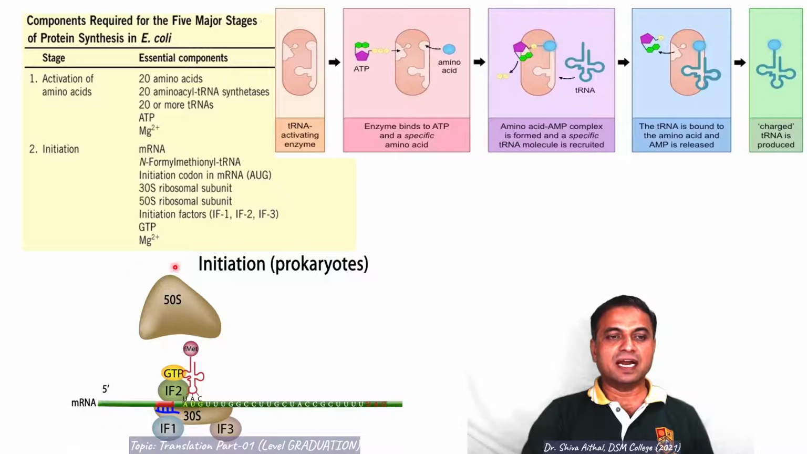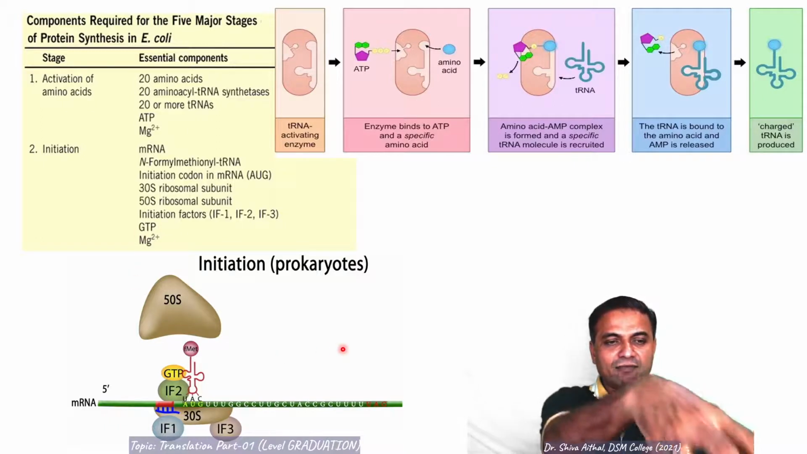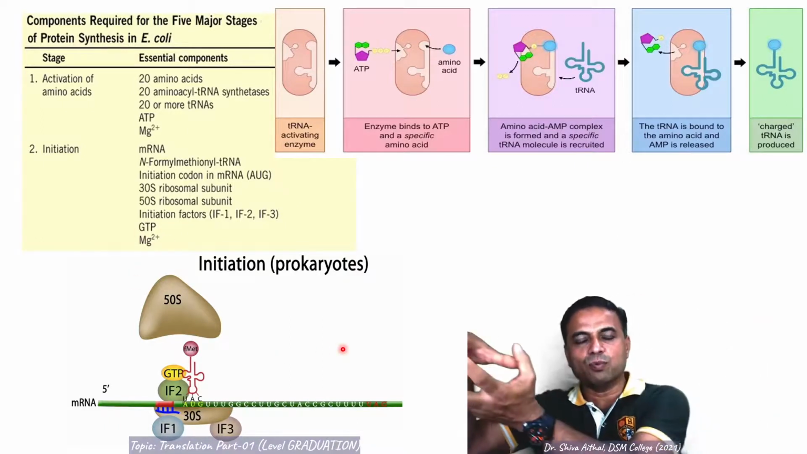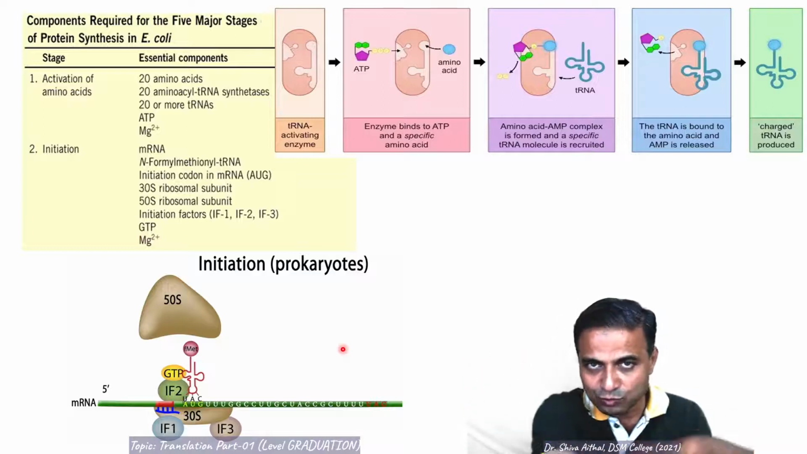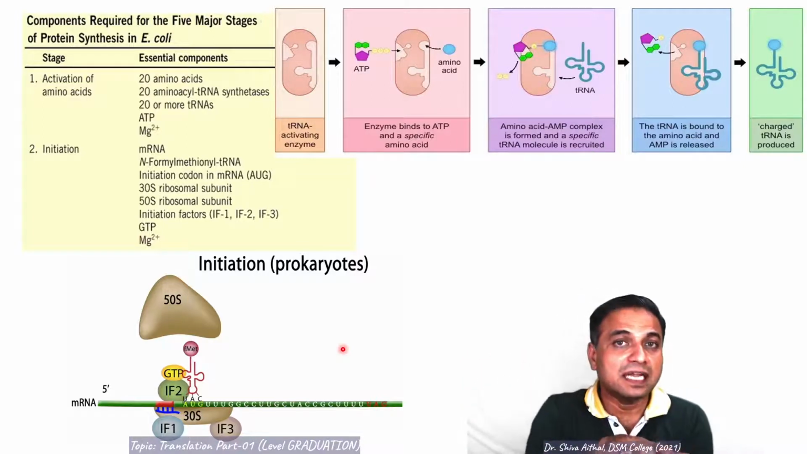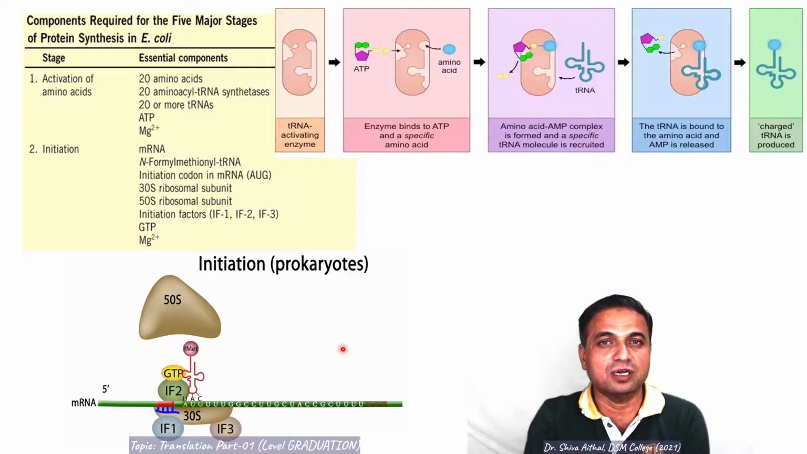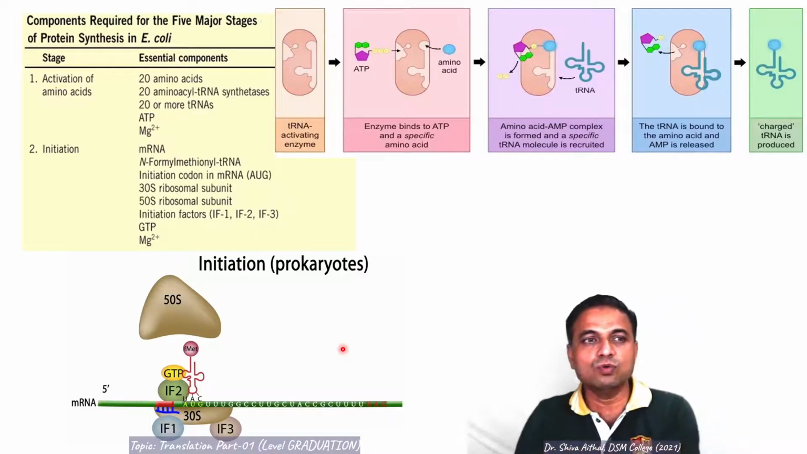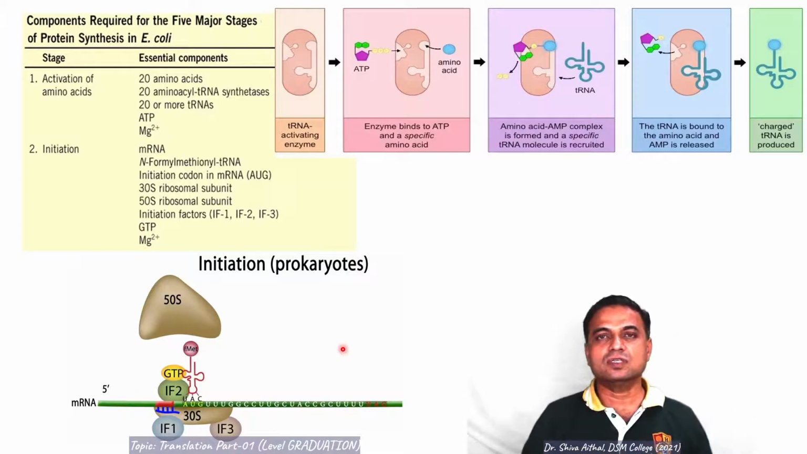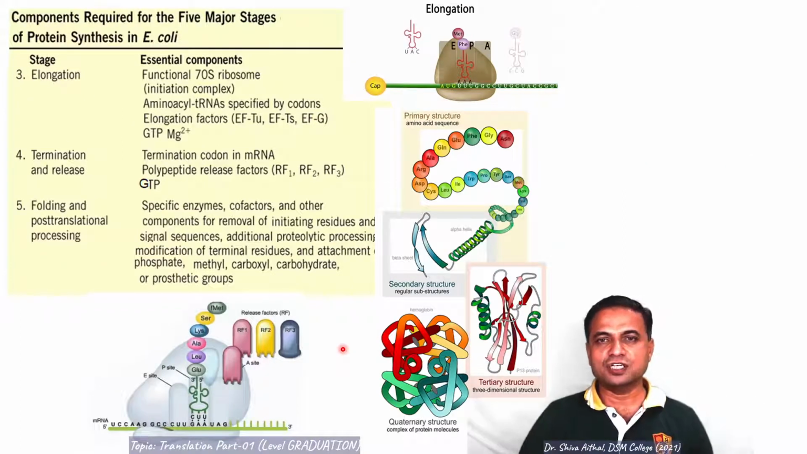GTP molecules and magnesium ions are needed, and once all these assemble and the ribosome starts to move, that is called translocation. Once the ribosome starts to move, it produces a polypeptide chain. The third stage is elongation.